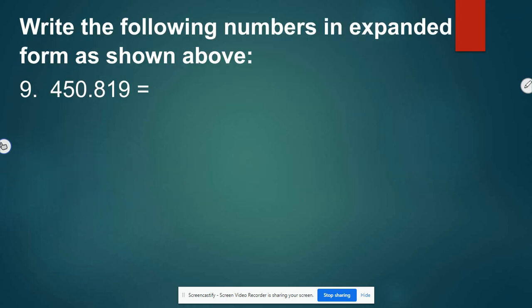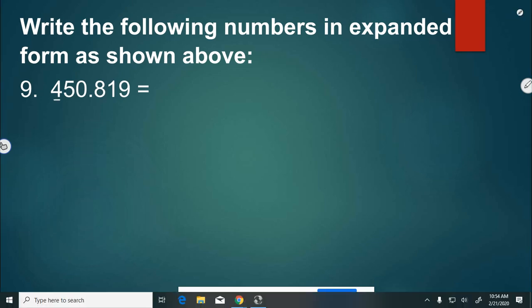So write the following numbers in expanded form as shown above. So the 4 is in the hundreds place. So this is going to be 4 times 10 squared plus the 5 is in the tens place. So that's 5 times 10 to the first. The 0 is in the ones place. So I'm going to skip that. The 8 is in the tenths place. So that's 8 times 10 to the negative first.